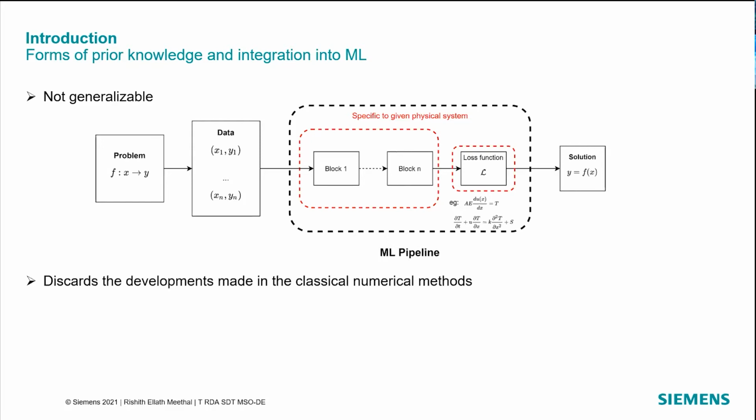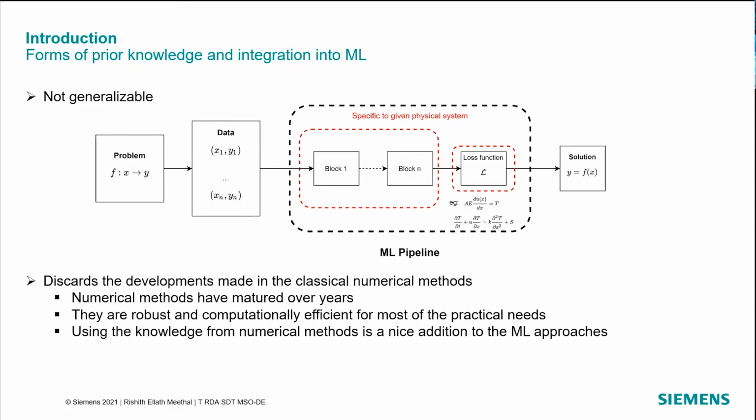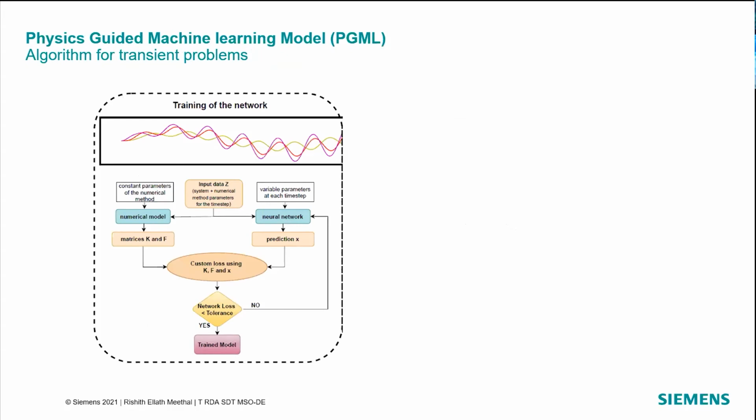Another thing we can consider is that most of the algorithms are discarding the developments we made in the classical numerical methods. We know that they have matured over the years and are meeting the requirements for practical needs. So if we can combine these two methods, it is always good to have such combined methods. That is where we are introducing this physics guided machine learning model.